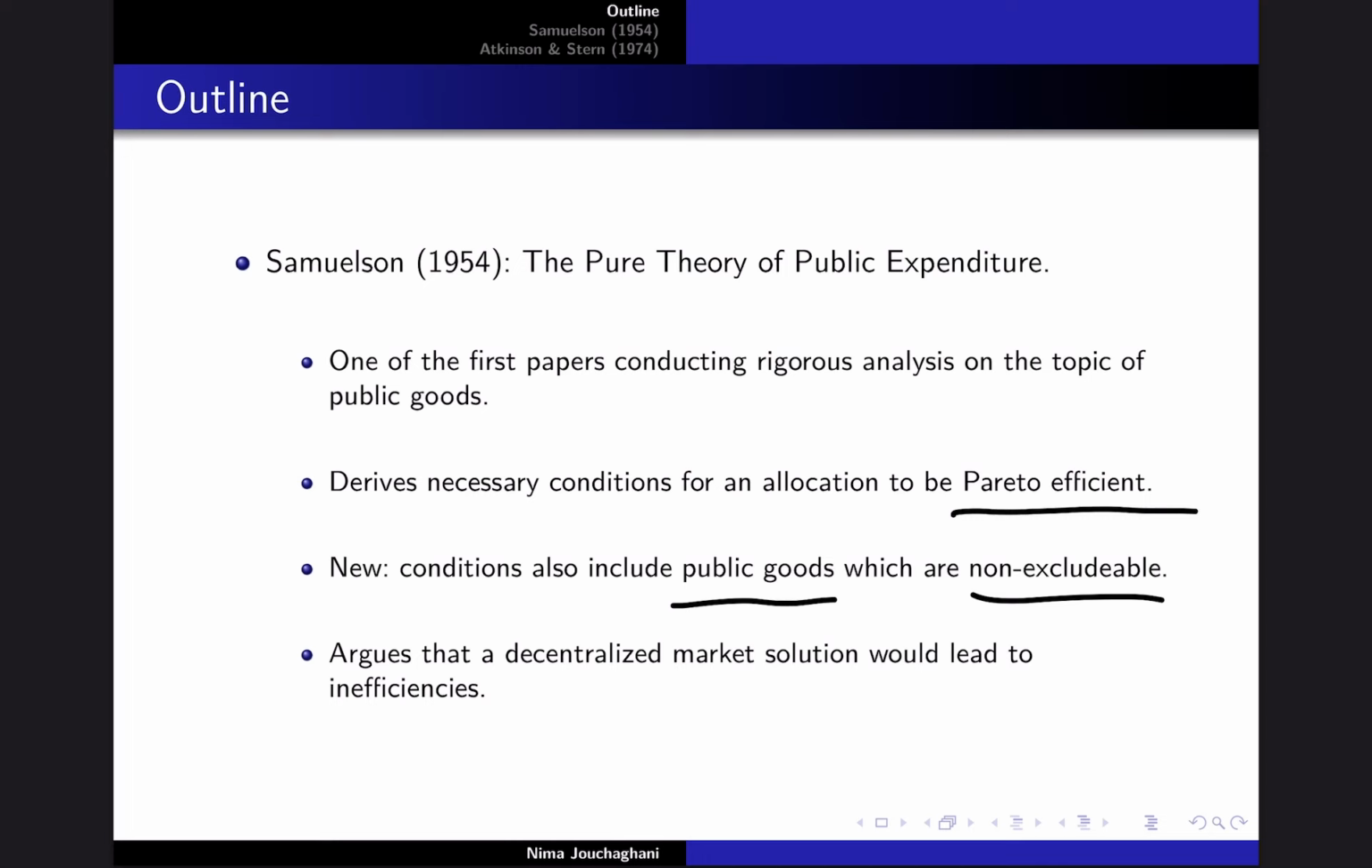And then Samuelson continues to argue that in order to implement this allocation, we cannot rely on a decentralized market solution, where we would use decentralized prices, which are determined in a market, to get to this allocation which he derives. He argues that a decentralized market solution would lead to inefficiencies. And I will be clear about why this is the case when we talk about this paper.